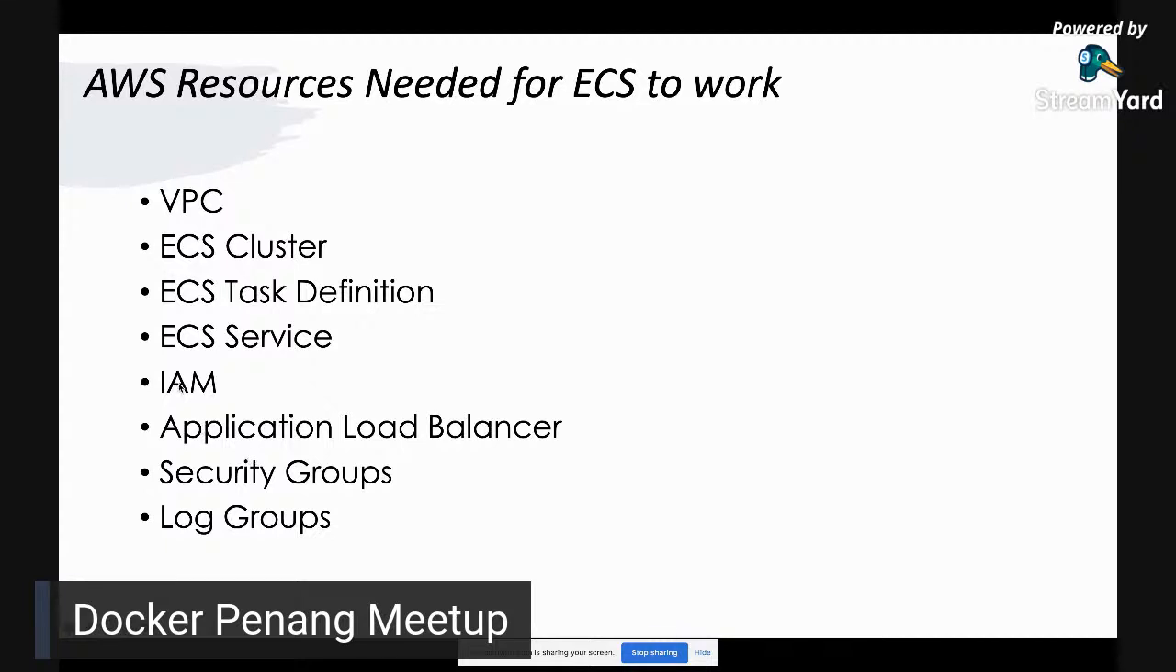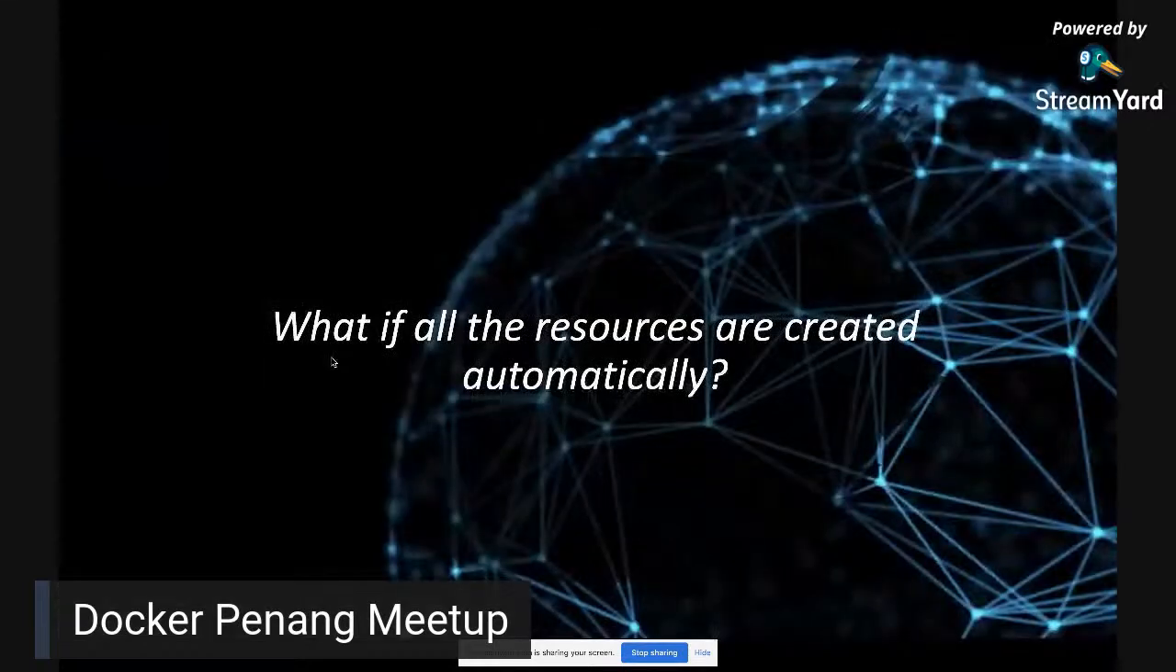And if you had noticed, I was using certain AWS roles. Those are the IAM roles which were created before the demo. And then I was using some of the security groups and log groups. So basically, to just run a simple Nginx container, you need to have all these resources set up on your AWS console manually.